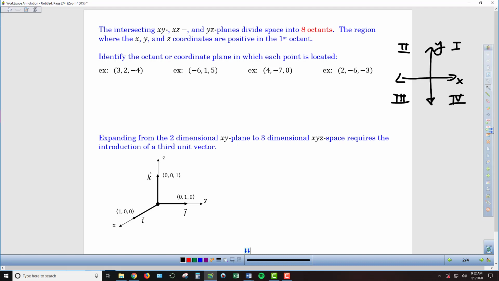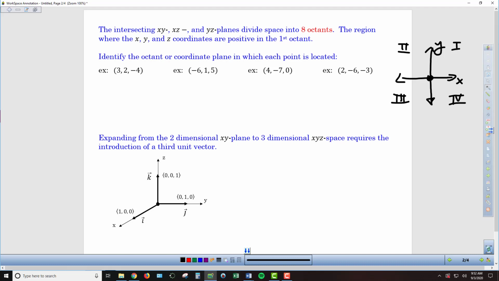Well, as soon as we introduce a z-axis, now we're going to have 8 regions into which 3D space is going to be divided. And so I think the best way to picture this is imagine the xy coordinate plane that I've drawn here, and now if you were to put your pencil pointing straight up from the origin, that would be your z-axis.